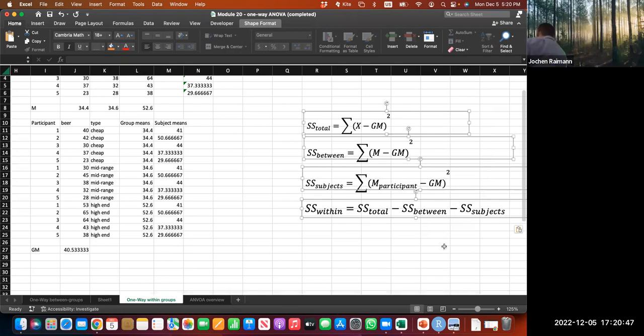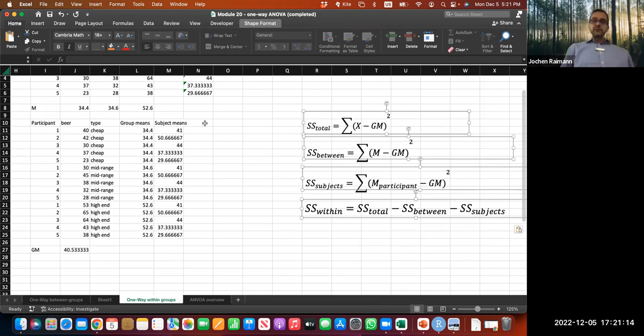So once again, you have the sum of squares total. So that's the overall variability. You're subtracting from that your between group sum of squares, and you're subtracting from that also your sum of squares for the subjects. So this becomes part of your variability that is explained just by the variability between the subjects, and you're taking this out of your estimate of your variability and in your calculation of the F.